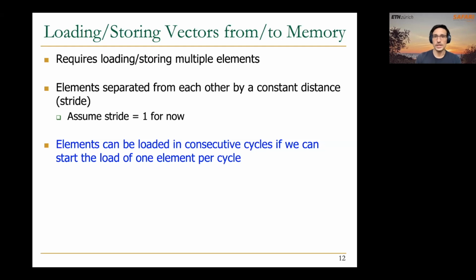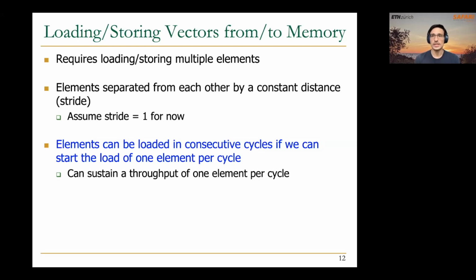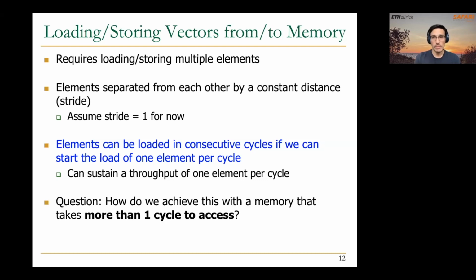We want to access elements of the vector from memory either at the same time, if that's possible, or in consecutive cycles. So for now, we are going to assume that we need to wait a certain number of cycles, a latency, to access each element from memory, but we want to sustain a throughput of one element per cycle. That's going to be the bandwidth of our memory. But how can we do that if the latency takes longer than one cycle?